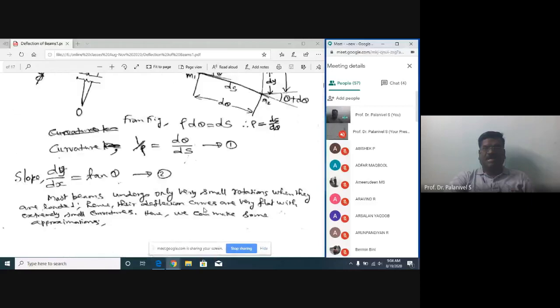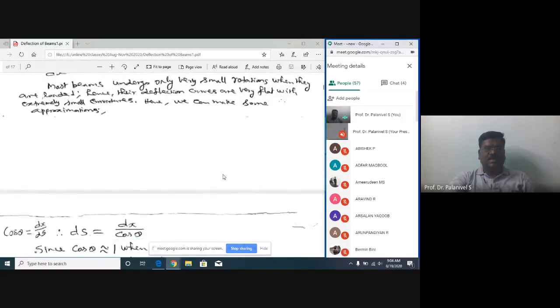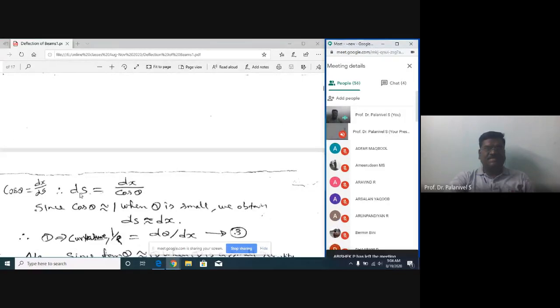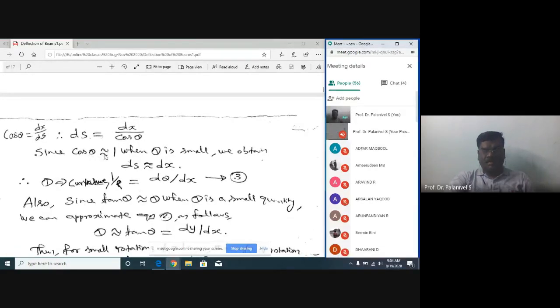So from this figure again, a right angle triangle, if you see, cos theta equals adjacent side divided by hypotenuse, dx by ds. Okay, and that's what I have done here. Therefore, ds equals dx by cos theta. Likewise, we can get it. Since cos theta is approximately equal to 1 when theta is small, we obtain ds is nothing but dx.